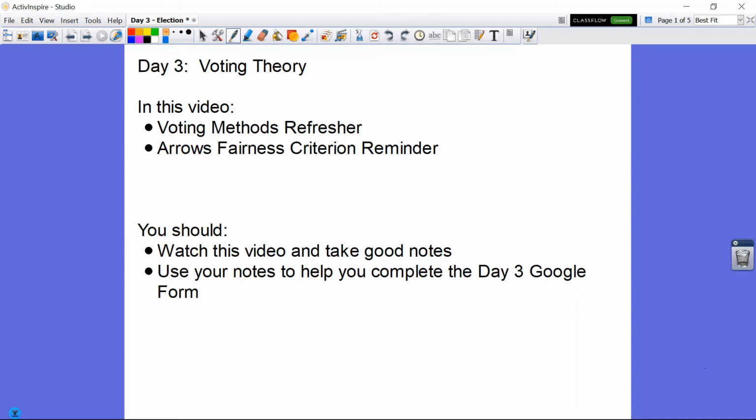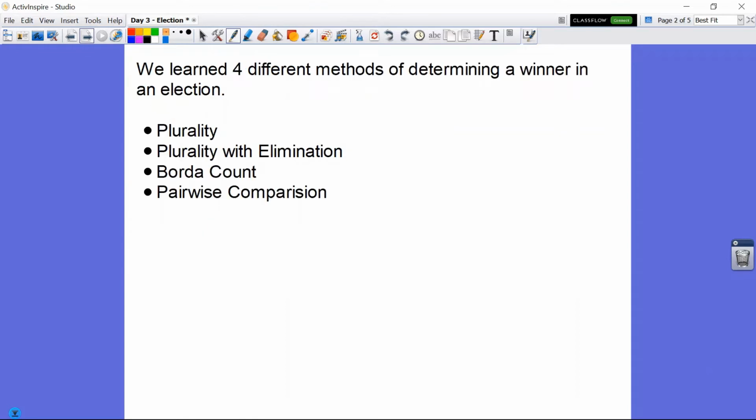So we're going to look at the 4 different voting methods that we learned, and then Arrow's fairness criterion, which kind of shows us how there are flaws in every method that we learn. So once again, after you watch this video, please make sure you're going to that Google form and practicing so you can see what you know and what you don't know.